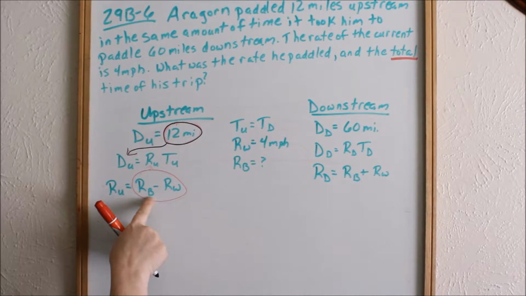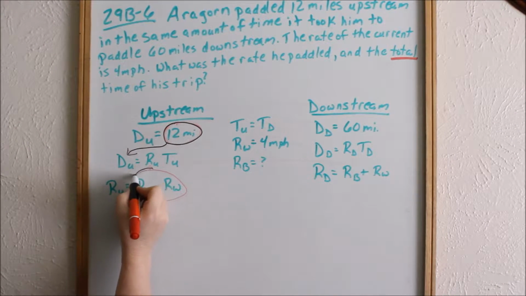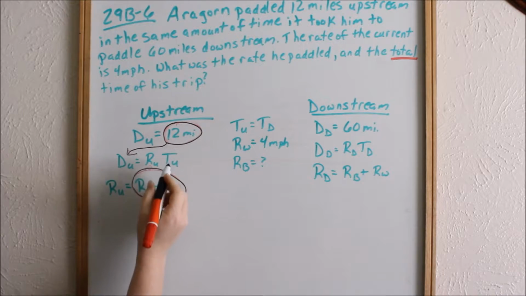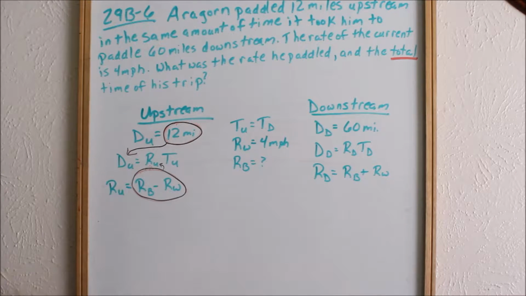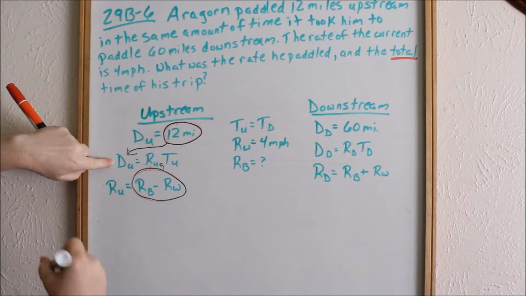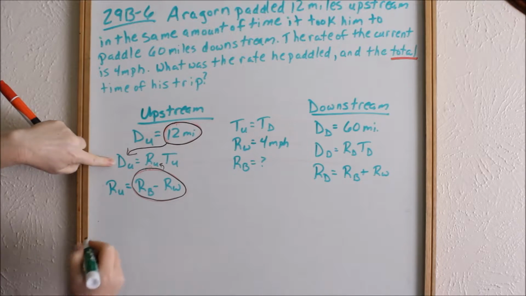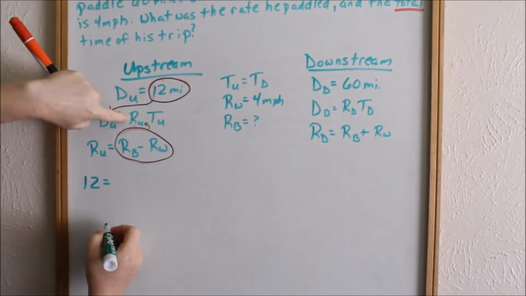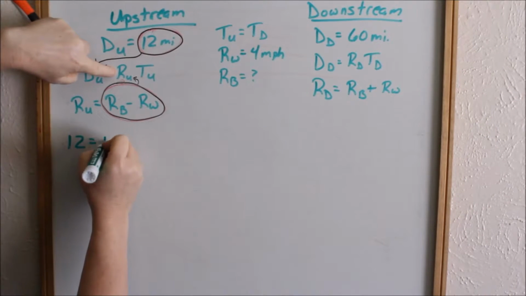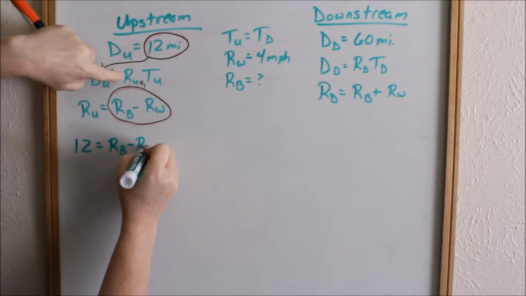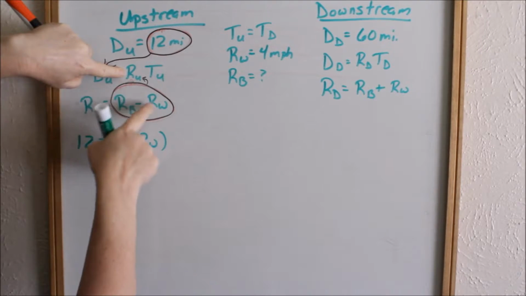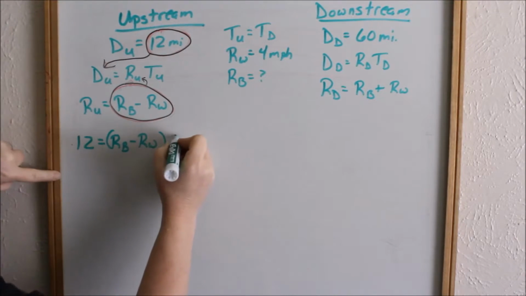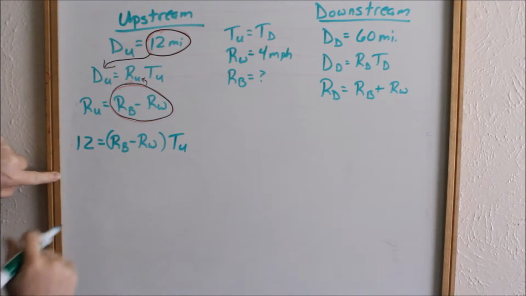RU is equal to the rate of the boat minus the rate of the water. So RU equals this whole thing, and we can put it right in there for RU. I'm coming back to my equation, distance equals rate times time. My upstream distance of 12 equals my upstream rate, which is the boat minus the water. I substituted this whole thing for RU. I still have TU right there, and I'll deal with that in a minute.